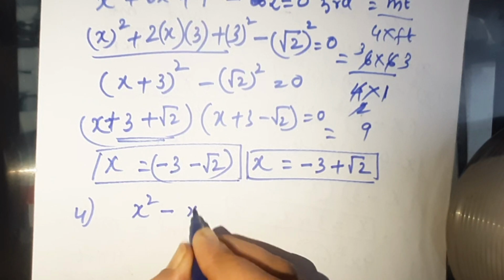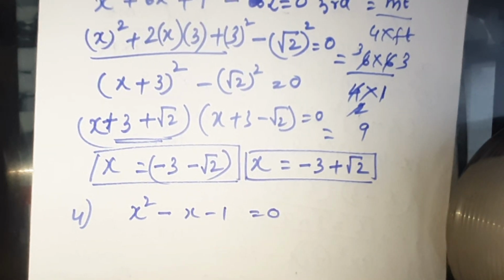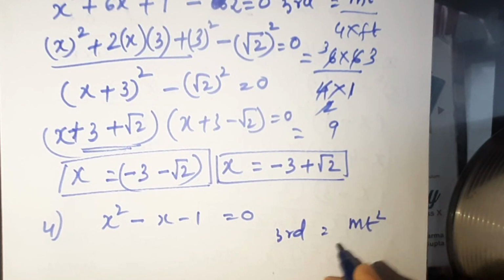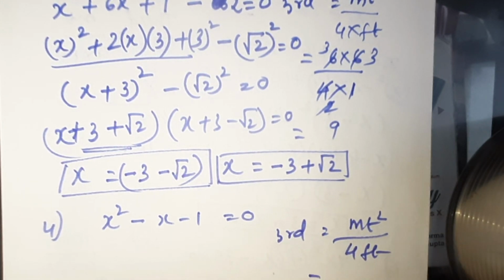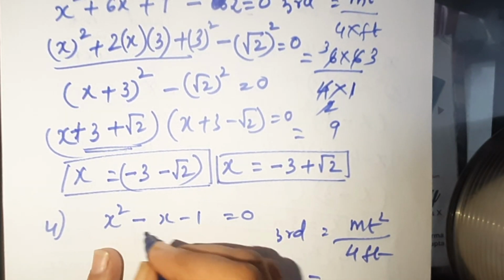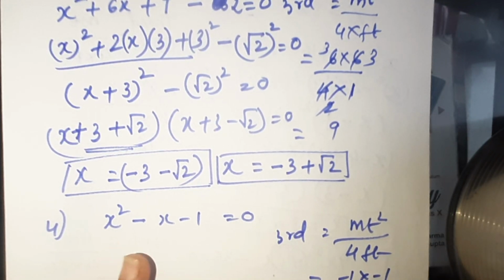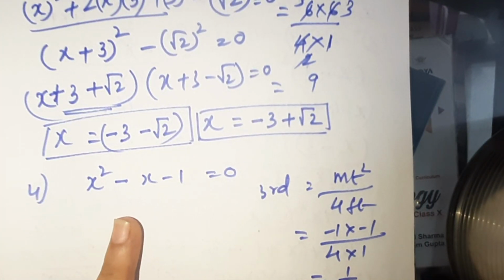x square minus x minus 1 is equal to 0. So as I told, first we need to find the third term. The third term is middle term square upon 4 into first term. Here the middle term is 1. Nothing is there means 1. The first term is also 1. So we got it as 1 upon 4.